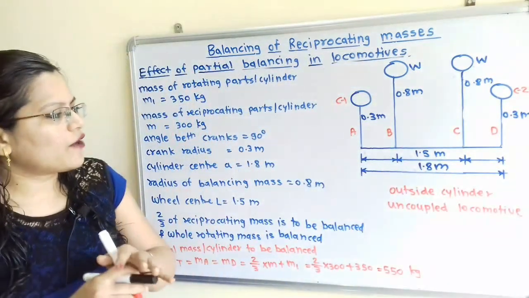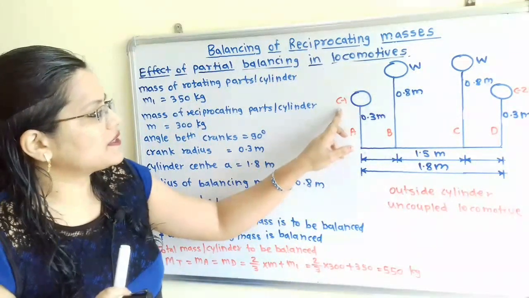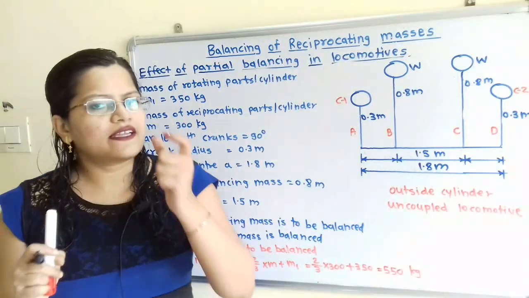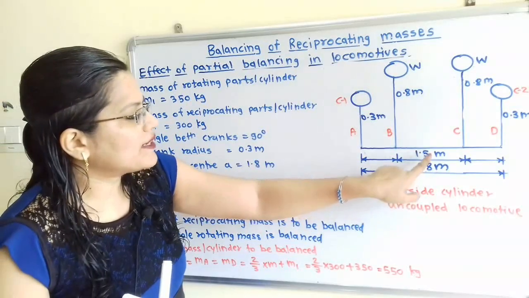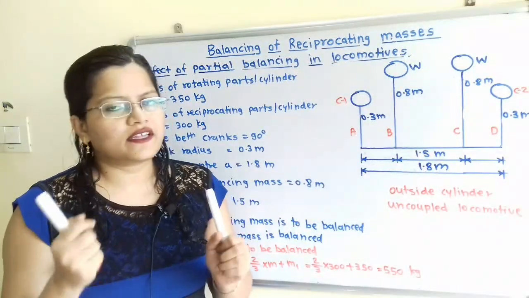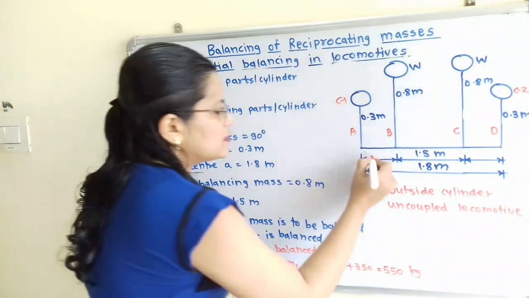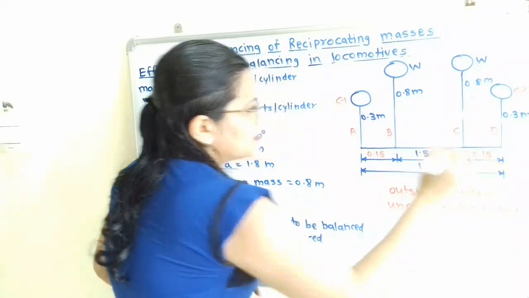So distance in between these two wheels is also mentioned 1.5 meter. Now we have to find out this both side distance, that is the distance in between the cylinder and wheels on both the sides. So here that equal distance we have to manage. So how to calculate: 1.8 minus 1.5, that is 0.3, and 0.3 divided by 2, that is 0.15 meter. So here we have to mention this.